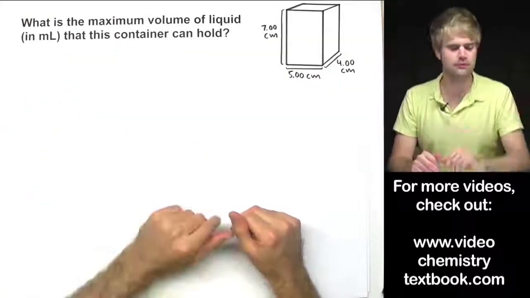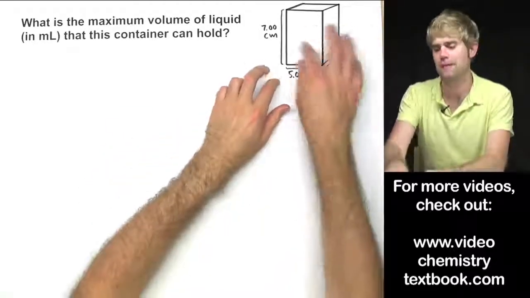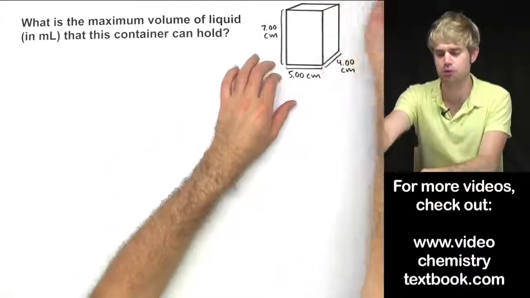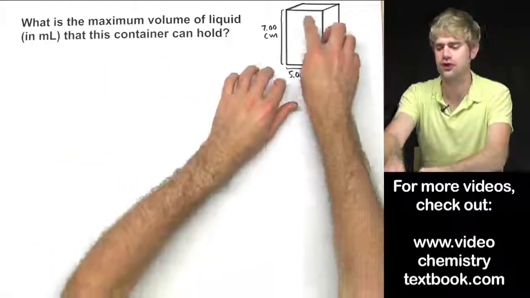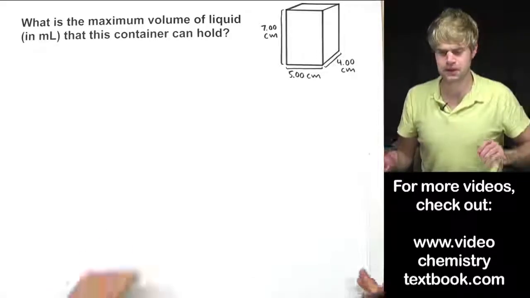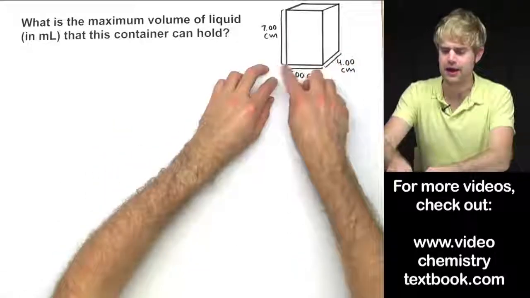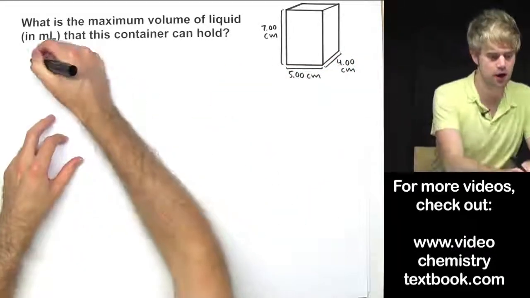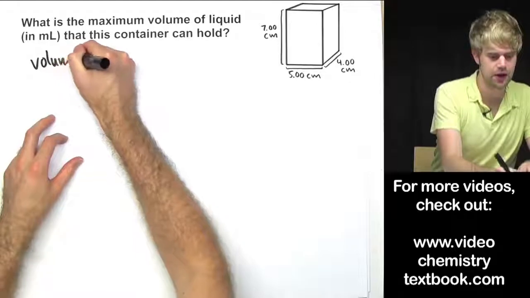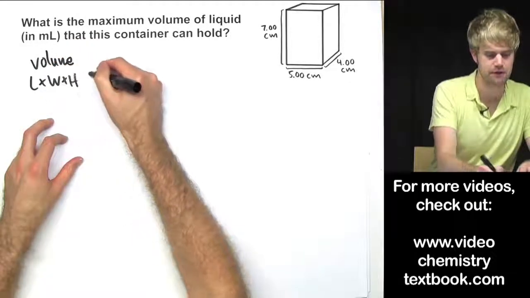What is the maximum volume of liquid in milliliters this container can hold? Imagine it's made out of plastic or something and you pour water into the top. We're saying maximum volume here just to imagine that you fill it all the way up with water. So, what are the steps I'm going to take for solving this problem? Okay, the lengths of all the sides are given to me in centimeters. So I'm going to start by calculating the volume by doing length times width times height.